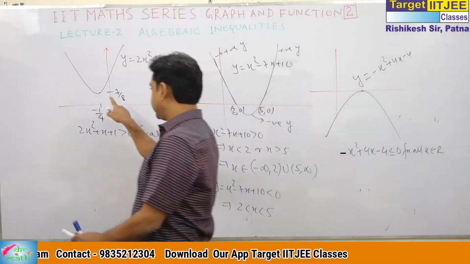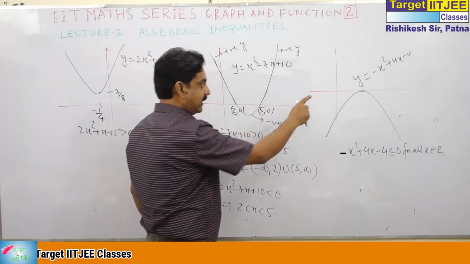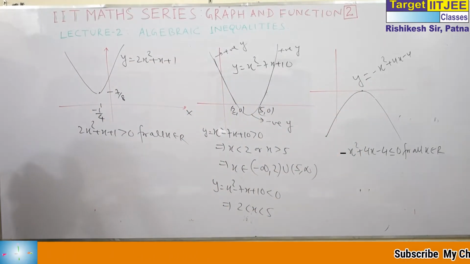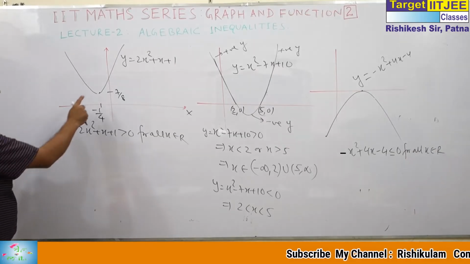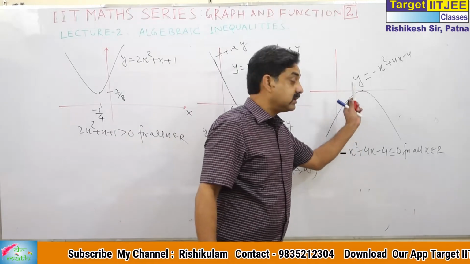Actually, this is either greater than 0 or less than 0 depending upon A. This is also either greater than 0 or less than 0 depending upon A. But what is the main point? In this, the inequality never holds. In this, the inequality holds because it touches the axis.